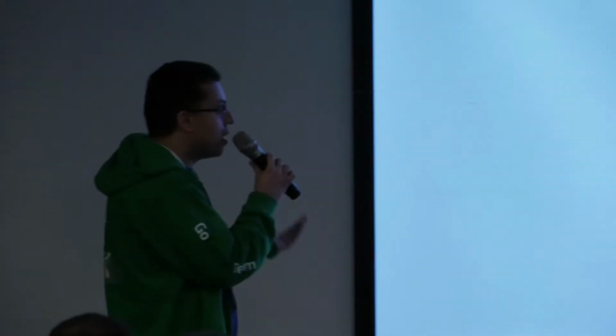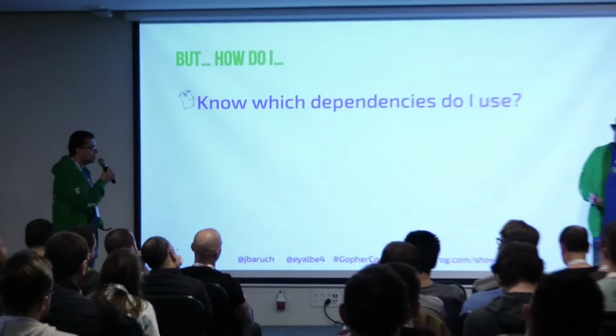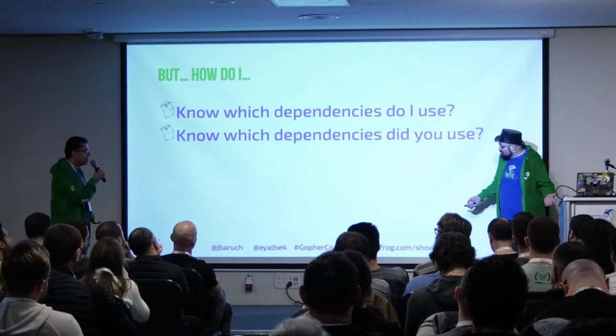I'm not sure. Kind of. Because now we have a lot of questions. So, wait a minute. How do I know which dependencies I use? This is a very good question. We have one source tree. All the code is there. Some of it is dependencies. Some of it is not dependencies. What's going on? I have no idea.